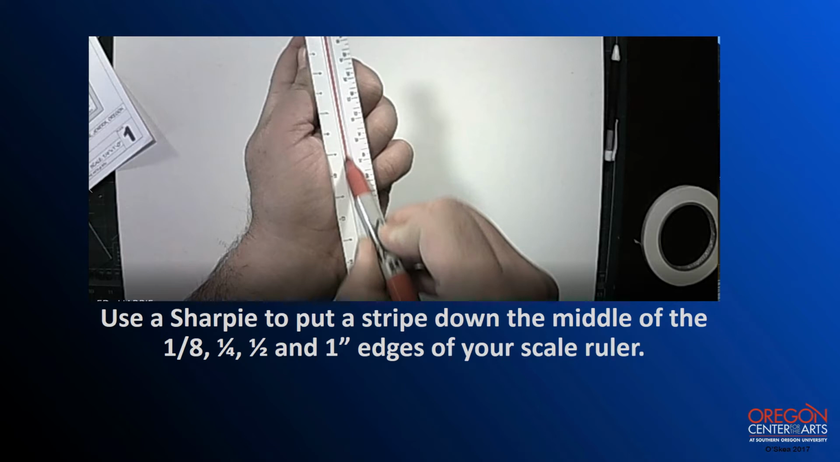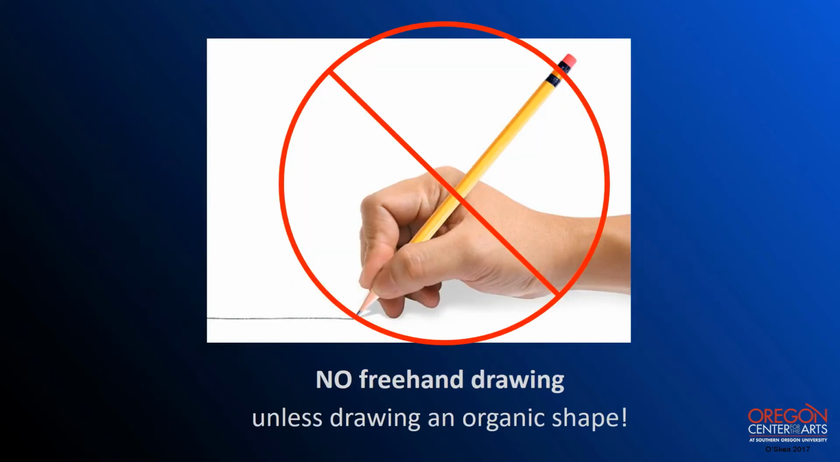Just put a stripe down the middle of the side that you always want to use, and then it saves you all sorts of time. No freehand drafting unless you are drawing an organic shape. I really want to make that clear. So please just use your straight edges and your templates.